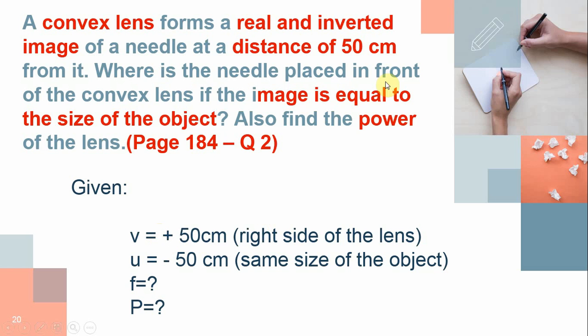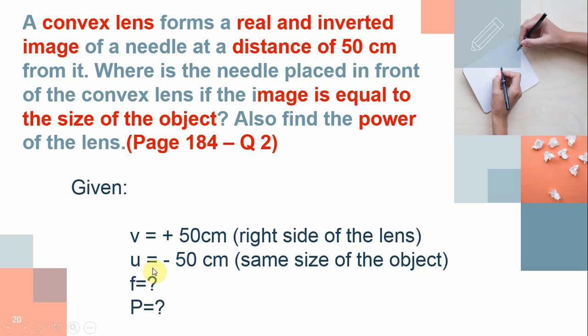Where is the needle placed in front of the convex lens if the image is equal to the size of the object? Here the size of the object is equal to the size of the image. You can check the cases. In the third case, when an object is placed at 2f, we get the image at 2f, and it is equal in size to the object.